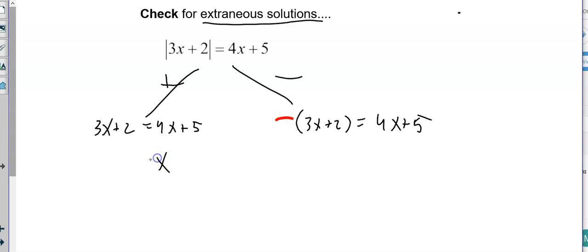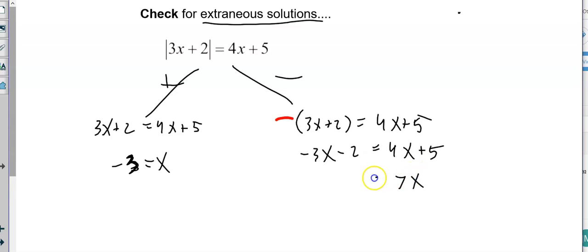So here I get x equals negative 3. Whoops, negative 3. Can't show them at work, I guess. I get negative 3x minus 2 equals 4x plus 5. So I get 7x equals negative 7, okay, divide by 7, x equals negative 1. So I think I did both those right, but it doesn't mean they're both going to work.